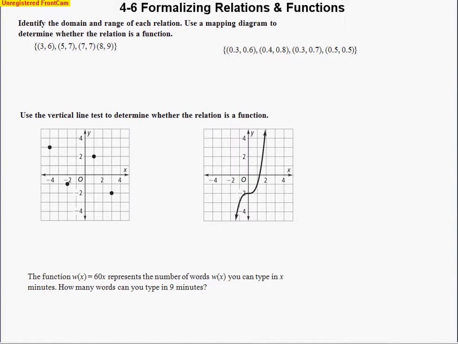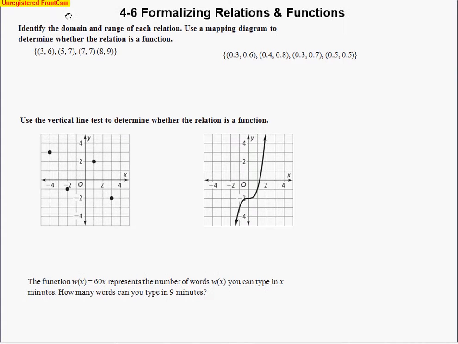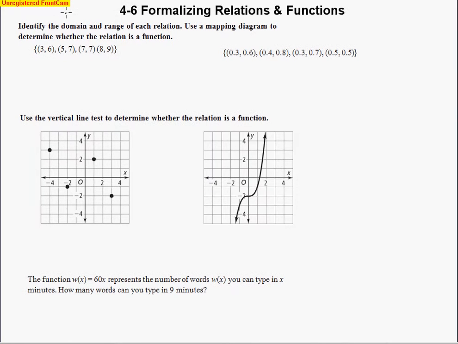This is the tutorial for Chapter 4, Section 6, Formalizing Relations and Functions. And so the first set of directions asks us to identify the domain and range. And so the domain are the possible x values. So these are the x values for the domain, and the range are the y values. And so we have to do that for each function, then use a mapping diagram to determine whether the relations are functions. We're going to talk about that after we list what those domains are.